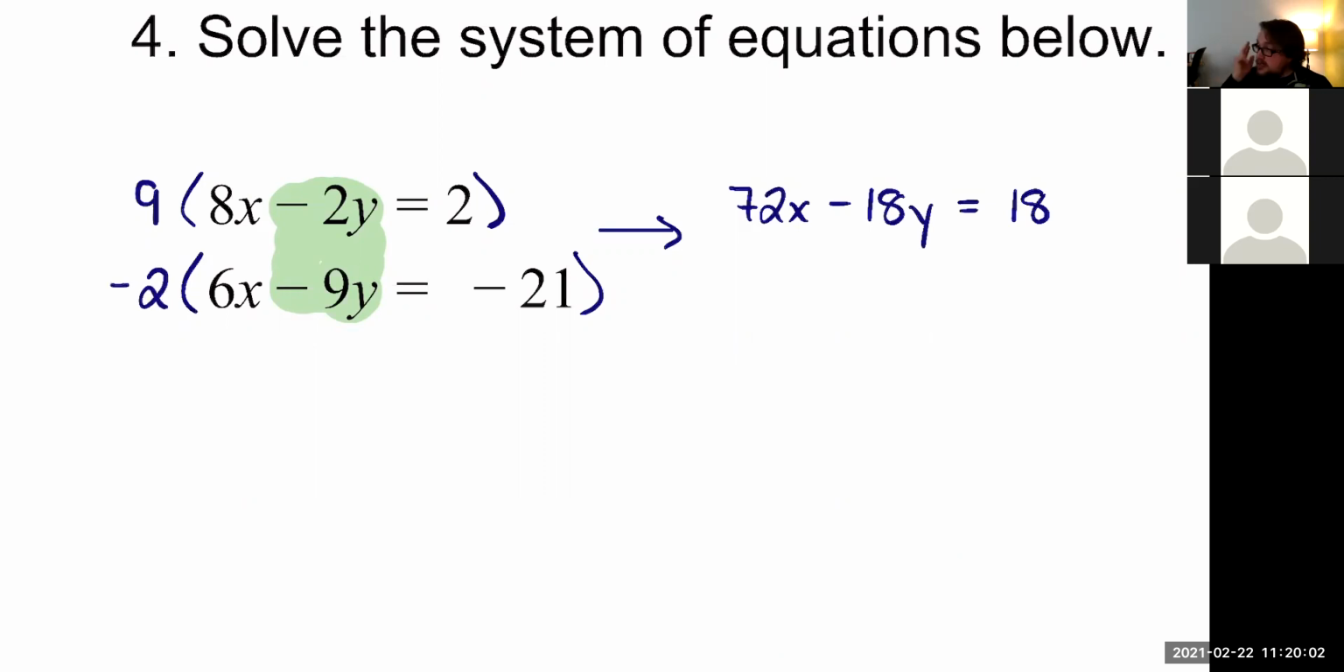So the -2 is going to have two effects. It's going to change the 9 into an 18. It's going to change the negative into a positive. So what I end up with is -12x plus 18y equals a positive 42.